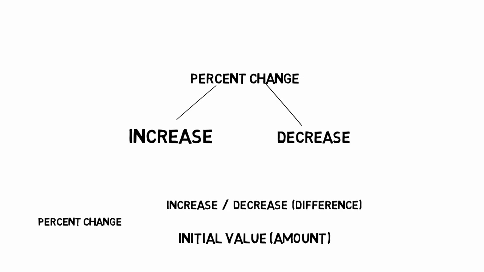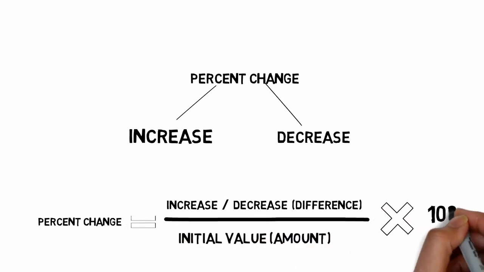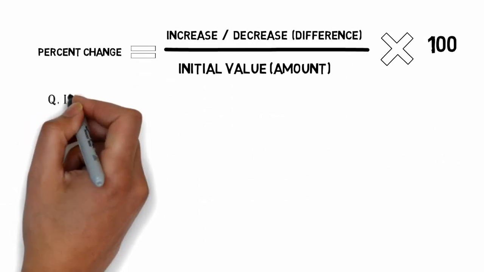You will be given any two of these three and you have to find the third, just as we have done previously. The formula is: percent change is equal to difference in amount divided by initial amount multiplied by 100. Now we will take one example so you get it perfectly.